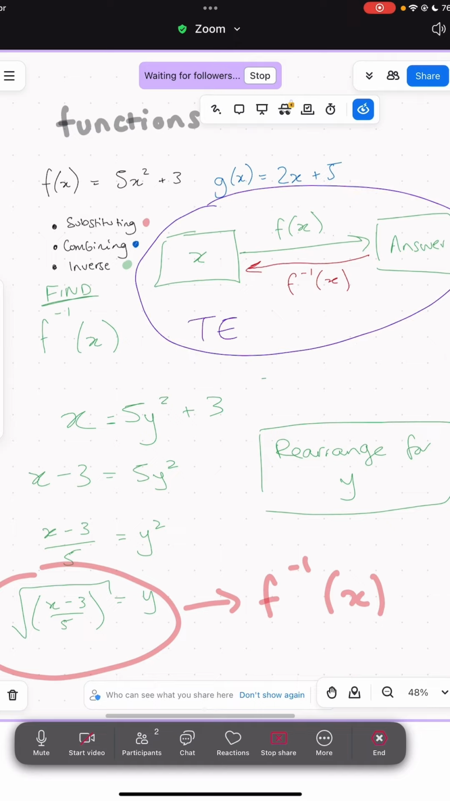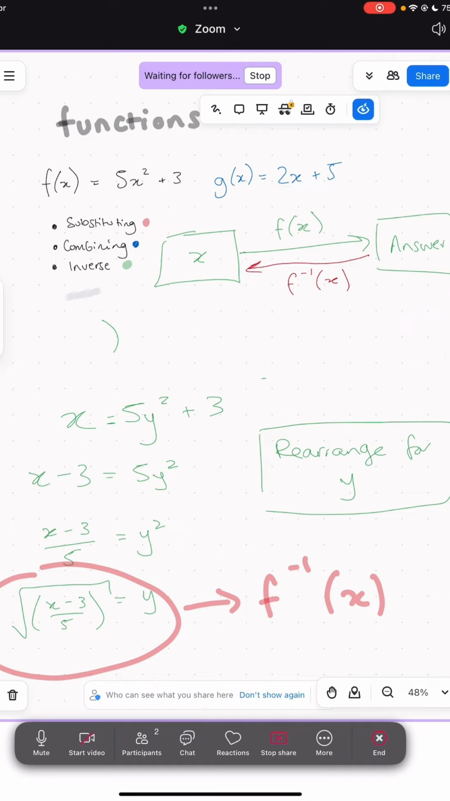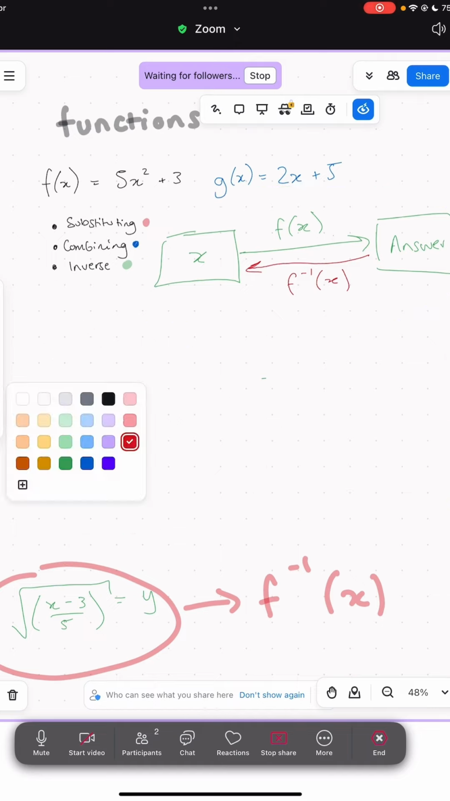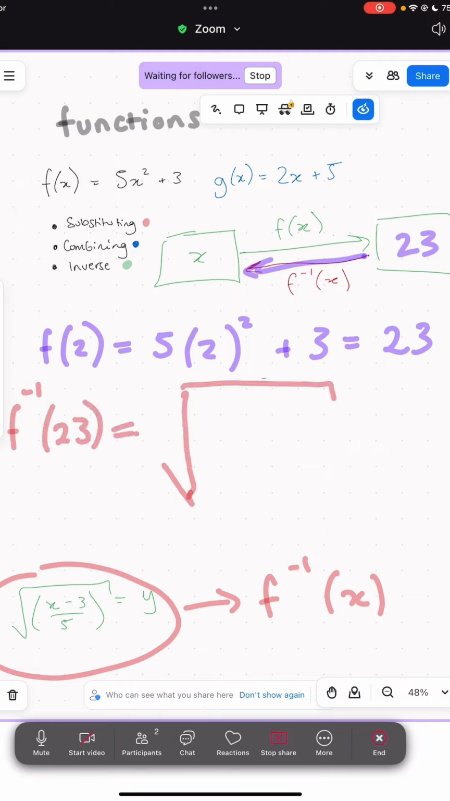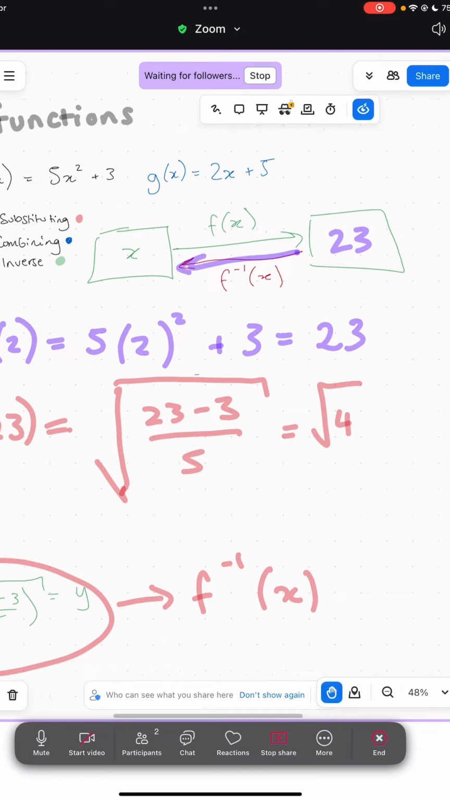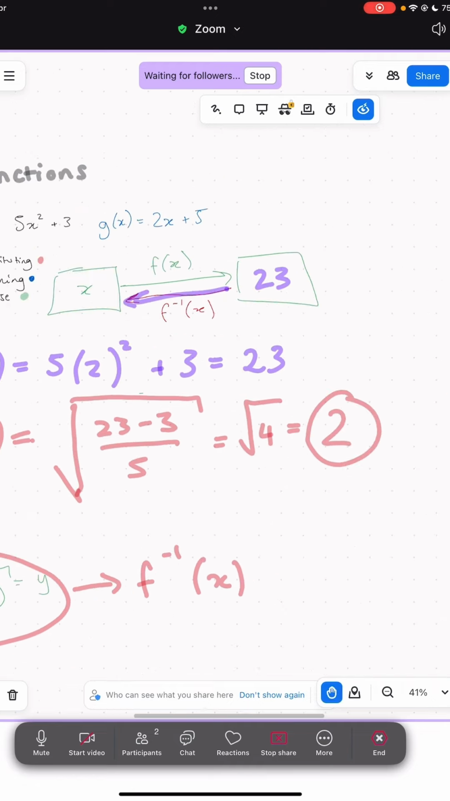Now we can test if we've done this correctly by throwing a number into this function. So if I do f of 2, 5 times 2 all squared plus 3, I get 23. If I apply my inverse function to this, I should get back to 2. So if I do f to the power of minus 1 of that answer, 23, that gives me root 4, which is in fact 2. And there is the function.